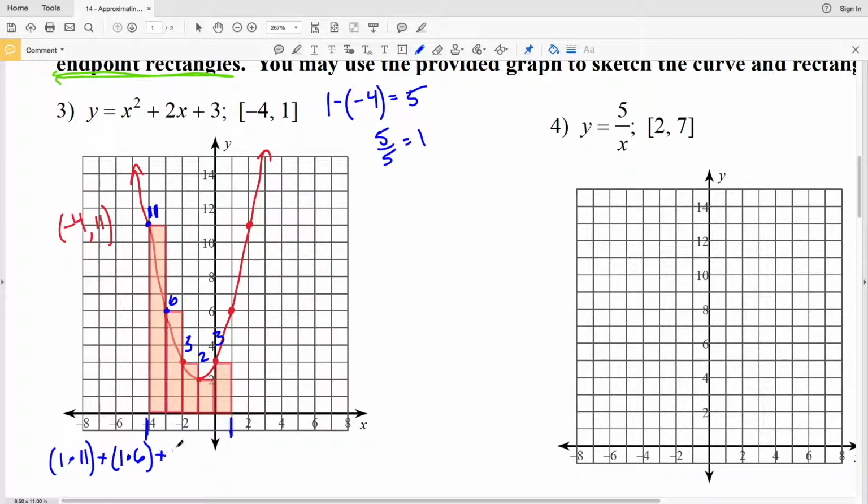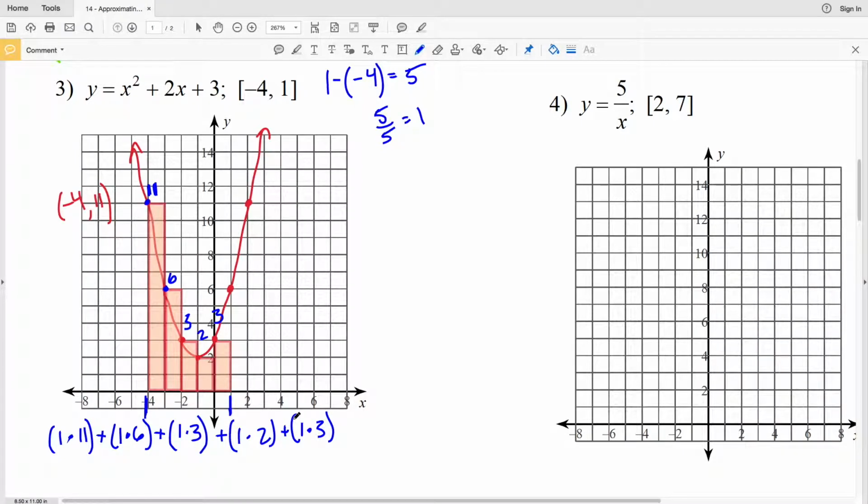My next rectangle has an area of 1 times 3. My fourth rectangle has an area of 1 times 2. And my last rectangle has an area of 1 times 3. And remember, 1 times any number is that number. So 1 times 11 is 11. And then we're adding that to 6, to 3, to 2, and then to 3 again.